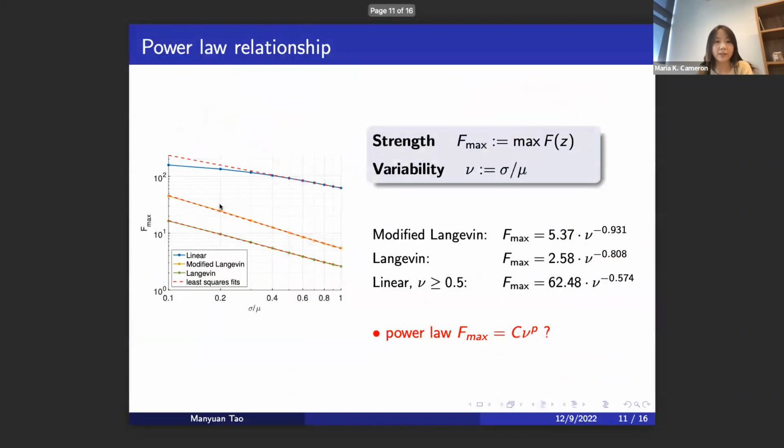We also plotted the maximum mean force, which is the strength, as a function of the variability, which is the standard deviation normalized by the mean. The variability is a dimensionless measure of the scatter in chain lengths. A power law relationship is observed between strength and variability. The least squares fits are given here. This motivates us to study the derivation of this power law for the parallel chain model.